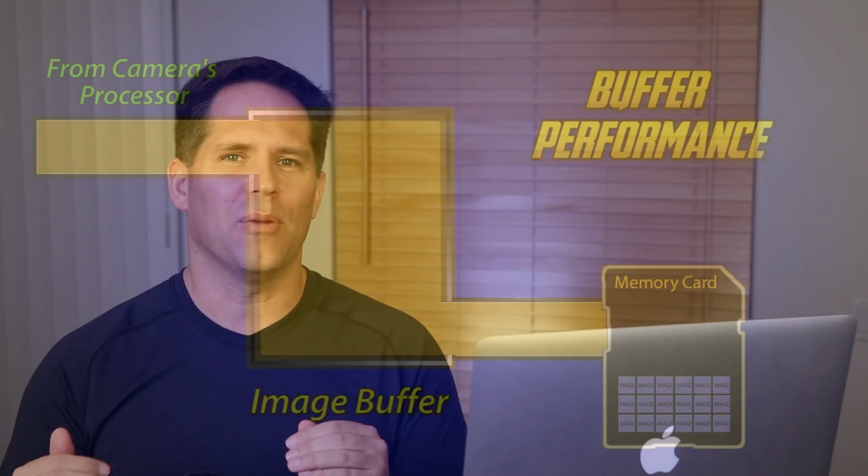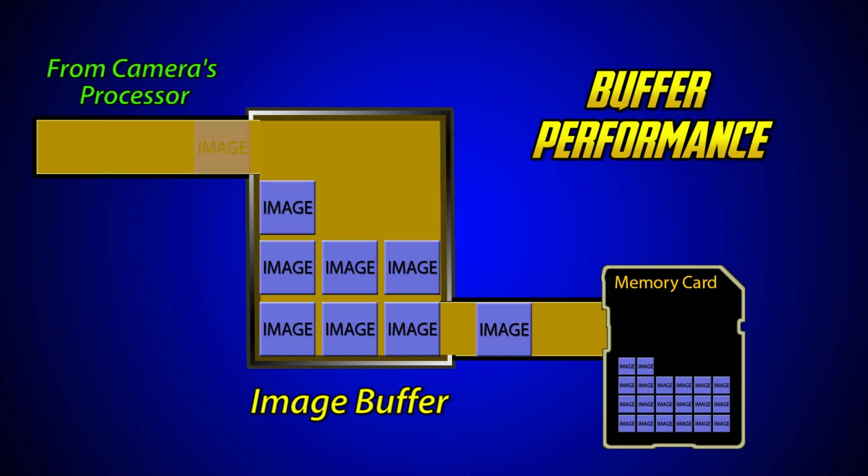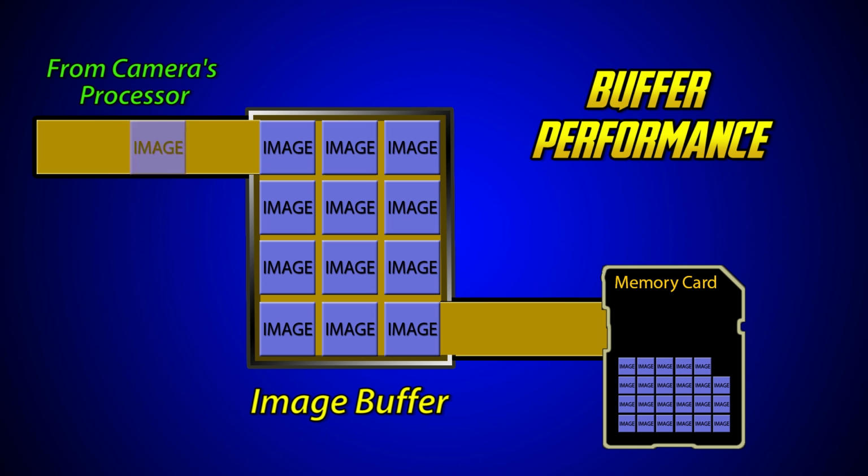This video is to show an animation and to familiarize yourselves with what is going on inside the camera and the memory card when the camera starts to slow down. Think of a buffer as a short-term holding space for image files, immediately after they are processed but before they go into the memory card.